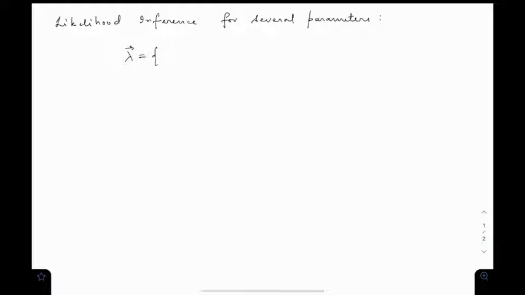Now continuing our discussion on likelihood functions and the maximum likelihood estimate, let's look at the likelihood inference for several parameters. So we can extend our concept easily to several parameters. Let's call them lambda k, which we combine to form a vector. So we have k parameters.